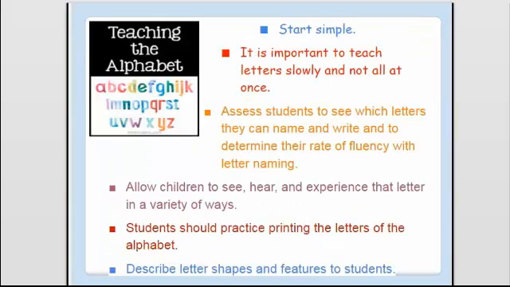When beginning to teach the letters of the alphabet, start simple. Do not attempt to teach all 26 letters at once. Assess your students to see which letters they can name and write and determine their rate of fluency with letter naming. Concentrate on a few letters at a time and allow your child to see, hear, and experience that letter in a variety of ways. Remember that children learn by utilizing their senses, so while alphabet books can be a helpful learning tool, you should utilize a number of approaches to teach the ABCs.